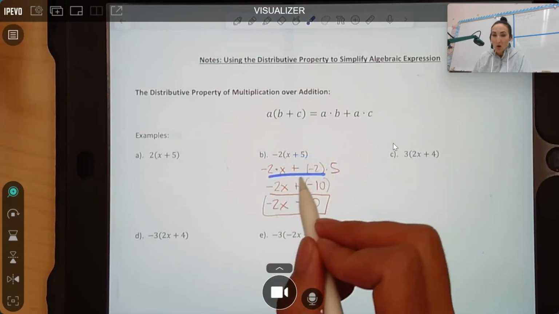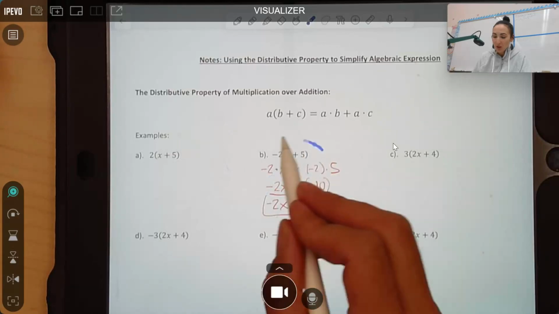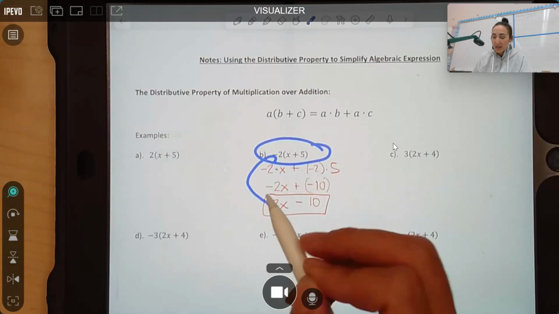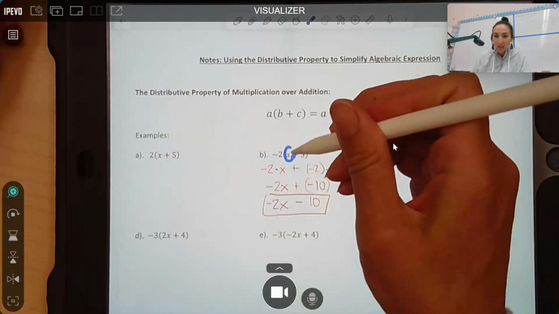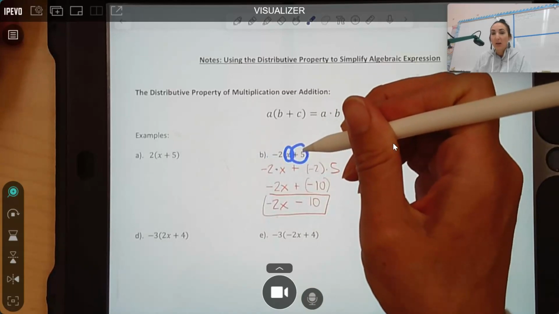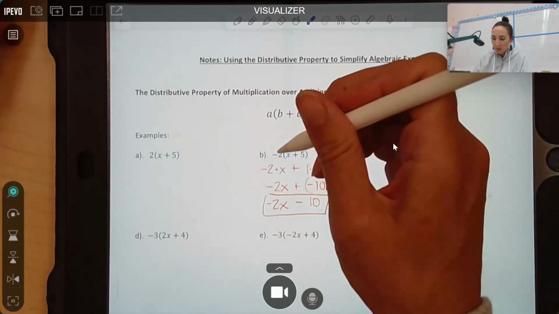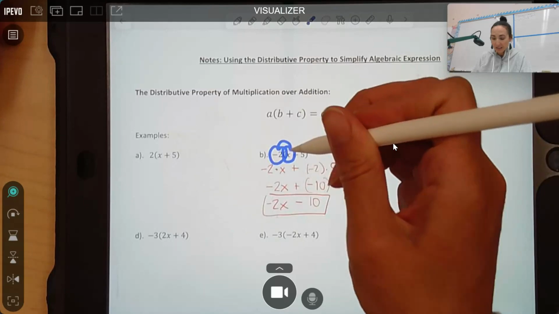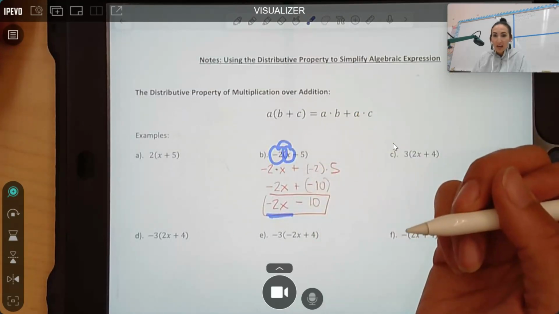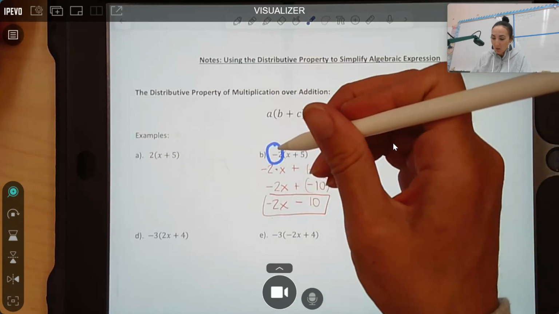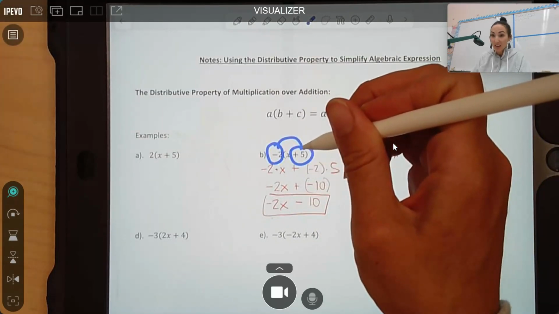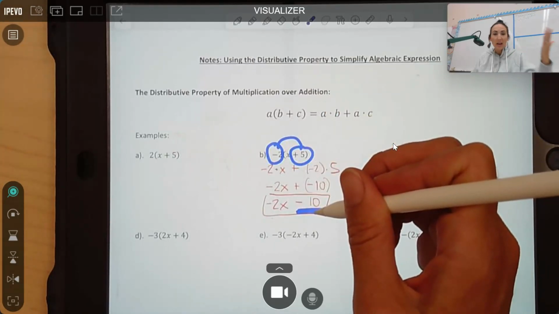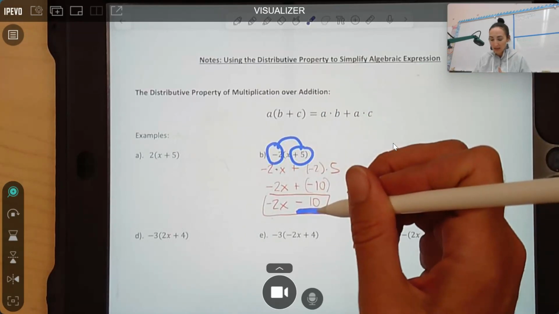We don't want to have to show all of this every time. We want to be able to jump from here to here. And one of my shortcuts is to look at these terms separately, and I keep the sign in front of it with it. So my shortcut is I'm going to take this -2 and multiply it by x, and I get that -2x. And then I do this -2 times this +5, and I get -10. So then I just write -10 because I know that adding -10 is just the same thing as subtracting 10.